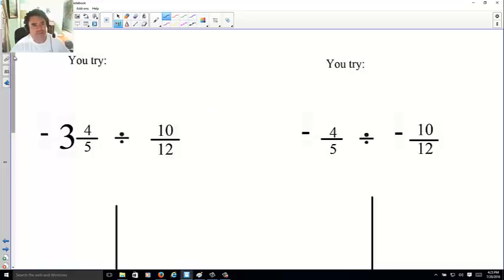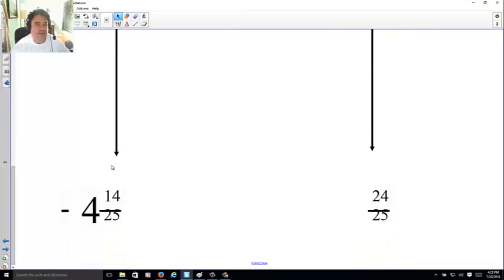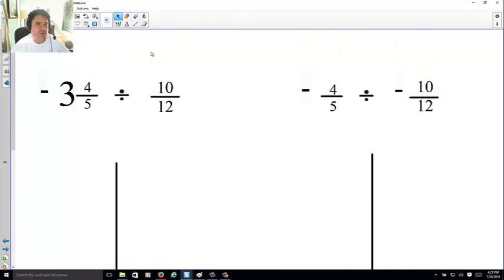You go ahead and do a quick try. Let's see how you did. Hopefully you got these numbers right here. Don't forget that when you do these, if you had trouble remembering, you had to turn this into an improper fraction. Forget the negative for a second. Just think negative divided by a positive makes a negative. So we can just erase this negative and not worry about it.